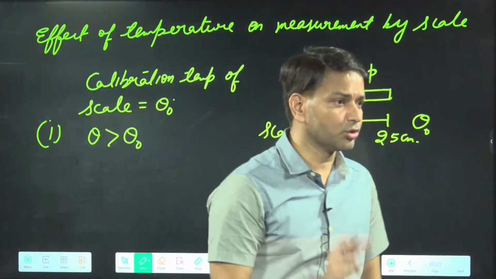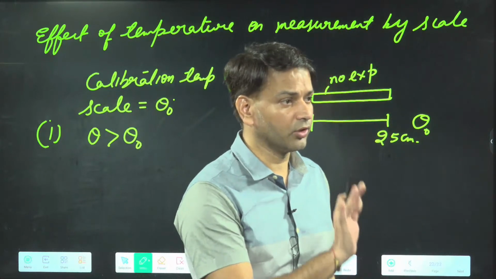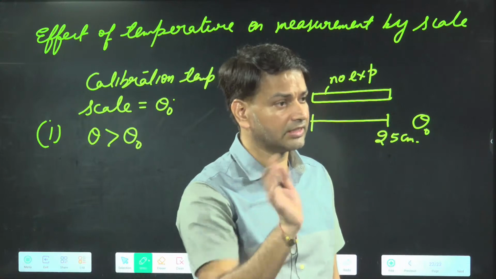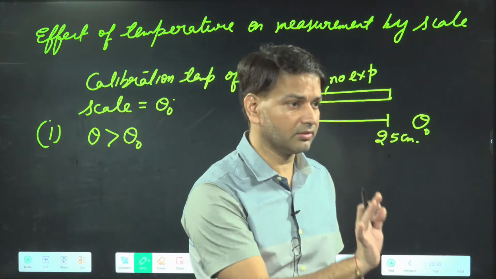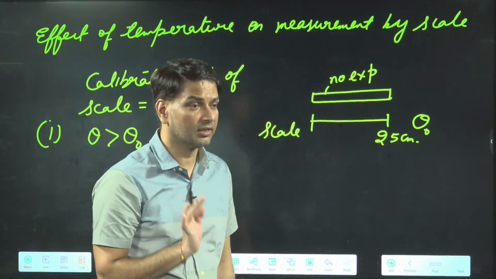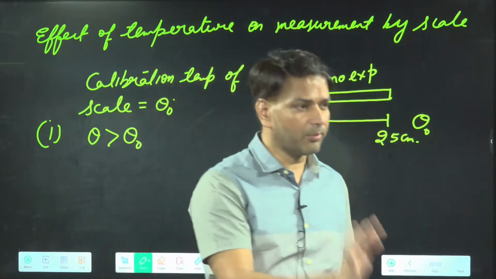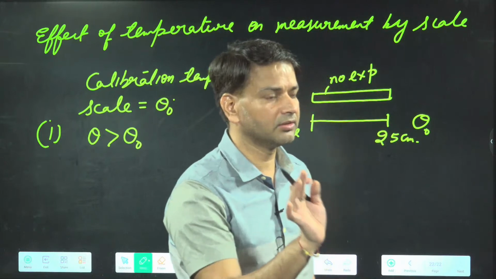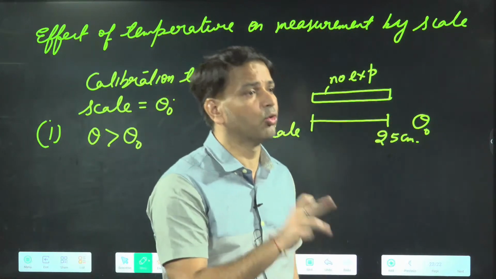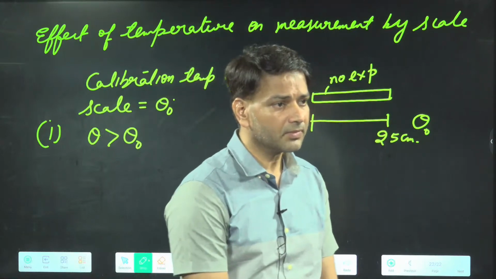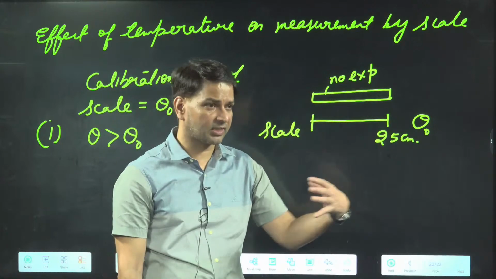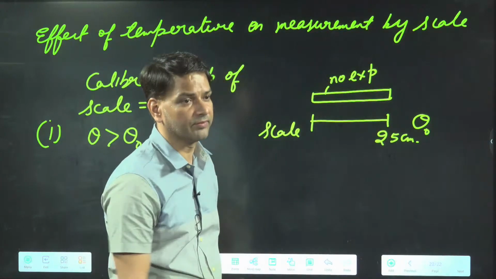Now suppose I am using the scale, listen carefully. If I am using the scale above the calibration temperature, scale expansion we have to consider. Object expansion we don't have to consider, scale expansion I am considering. If I am using the scale above the calibration temperature, then what will happen? Will it measure less than 25 or more than 25?